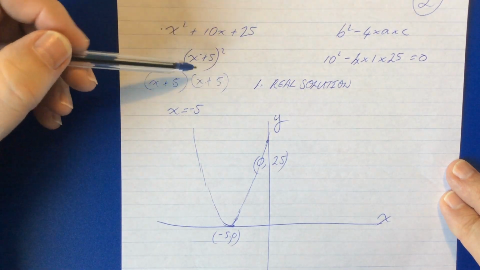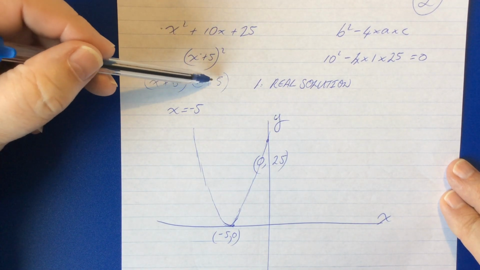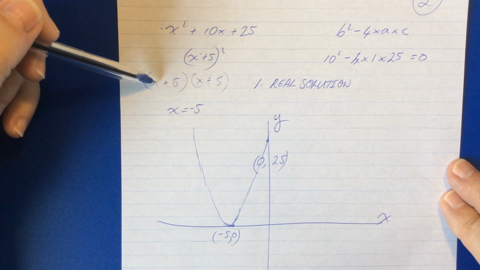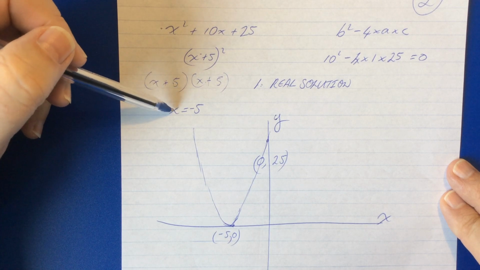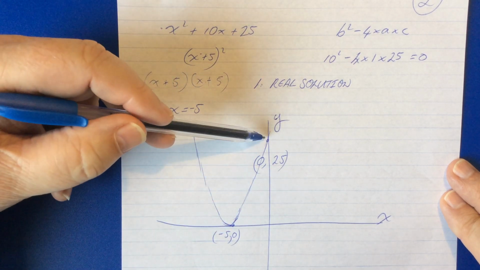It touches the x-axis in one position, and that is negative 5. Why is it negative 5? Because what we have to do to find the solution, given these factors, is we apply null factor law, and we discover that x is equal to negative 5. It is that point there.